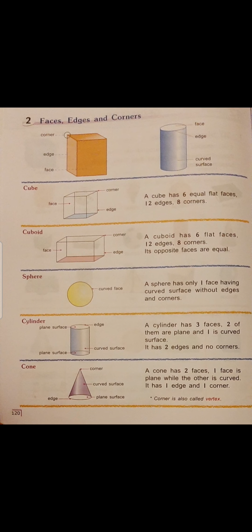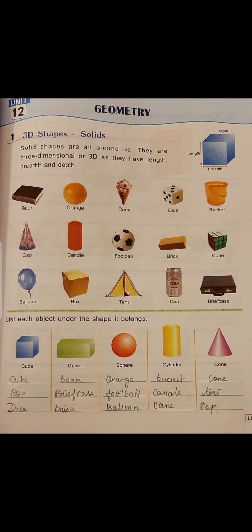So here on page 120 we can see so many shapes. The first one is cube, then the second one is cuboid, sphere, cylinder, cone. For example, here you see in the first page this ice cream. How does it look like? It looks like a cone, isn't it?